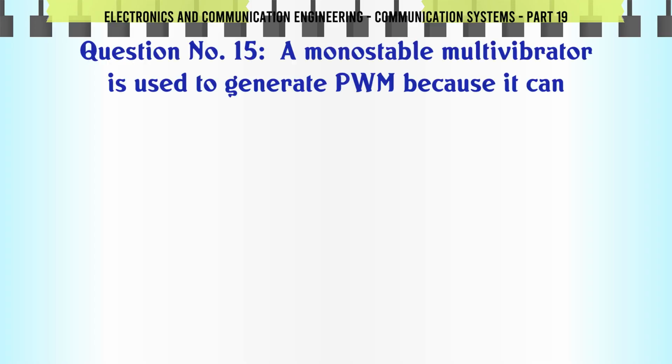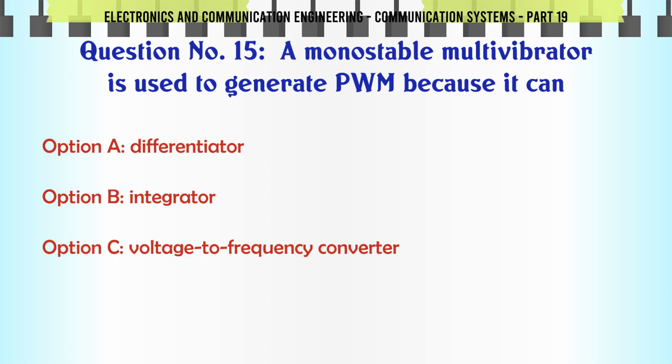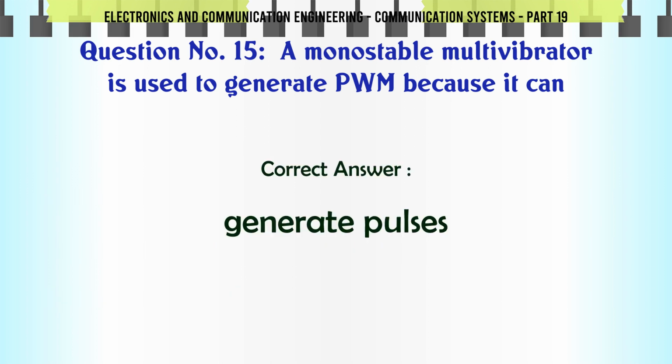A monostable multivibrator is used to generate PWM because it can A. Differentiator, B. Integrator, C. Voltage to frequency converter, D. Generate pulses. The correct answer is generate pulses.